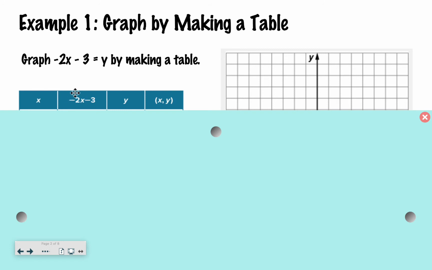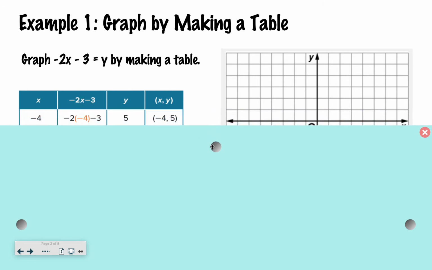Then you can see that I've added a column here where you plug things in. Okay, so if I start with x equals negative 4, I'd say negative 2 times negative 4. That is positive 8. Positive 8 minus 3 is 5. So my answer is going to be negative 4, 5.